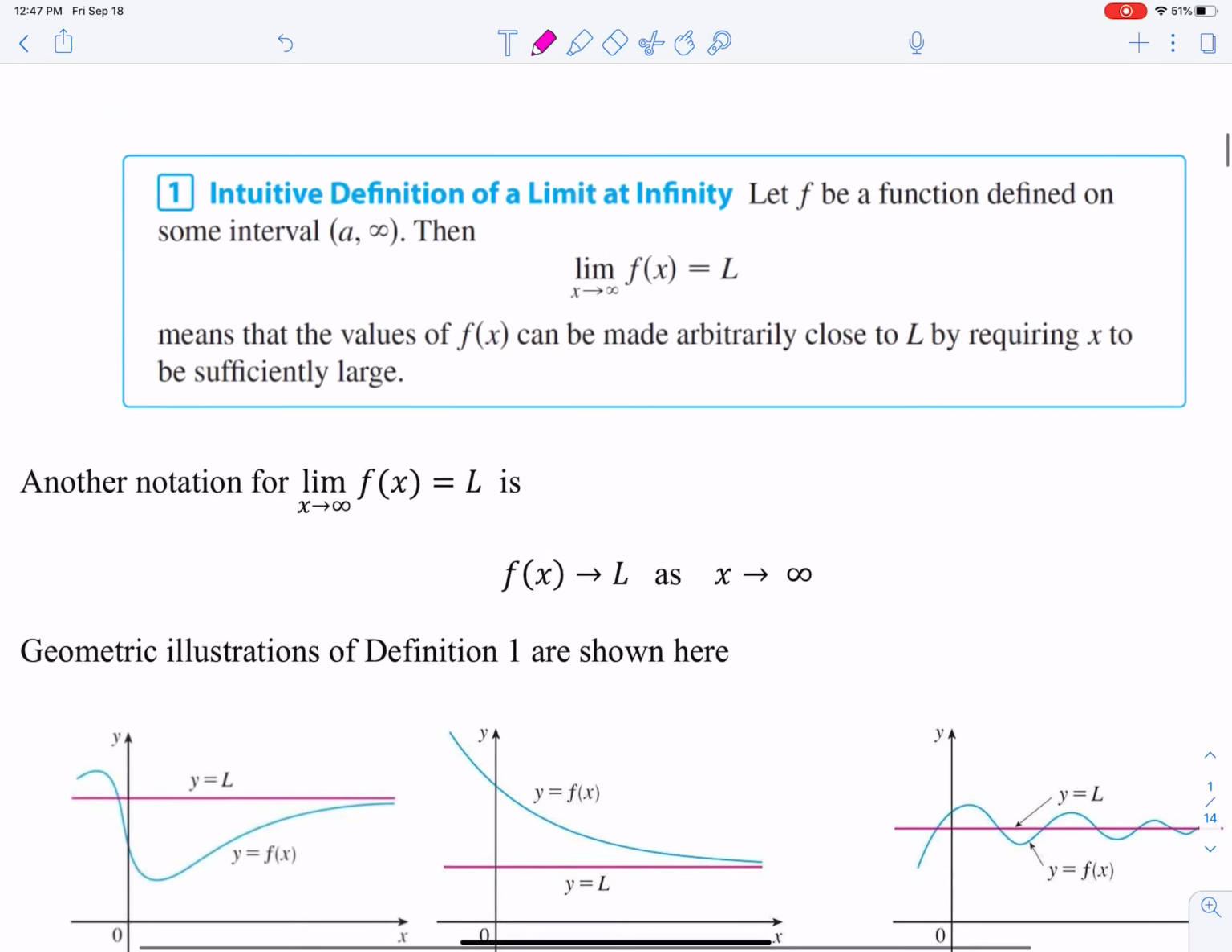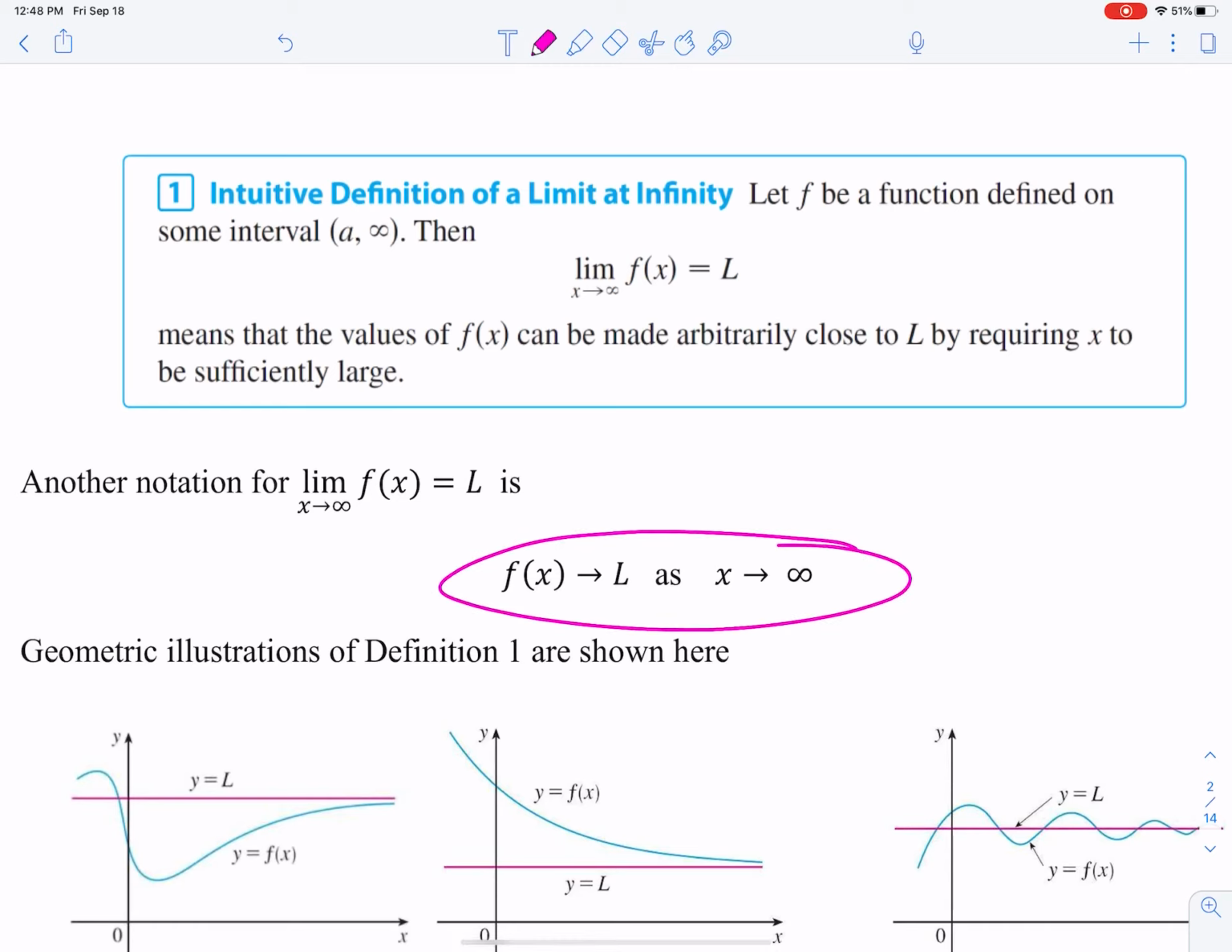So here's the intuitive definition of a limit at infinity. Let f be a function defined on some interval from a to infinity. This is an open interval. Then the limit as x approaches infinity of f of x equals L means that the values of f of x can be made arbitrarily close to that limiting value by requiring x to be sufficiently large. In other words, x goes to infinity. This is an alternate notation, but this is the one you're going to see the most often.